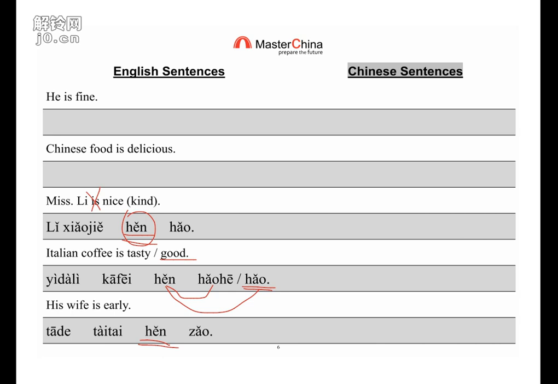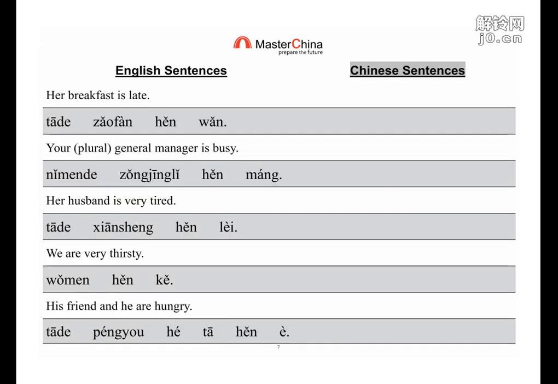Next one, 他的太太很早. Did you do it correctly? I think that you did very well. Next one, her breakfast is late. 她的早饭很晚. I hope nobody just says 她的早饭是晚. 是 introduces something. Total different function.